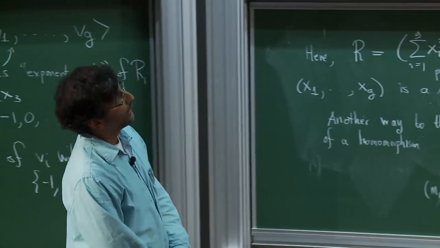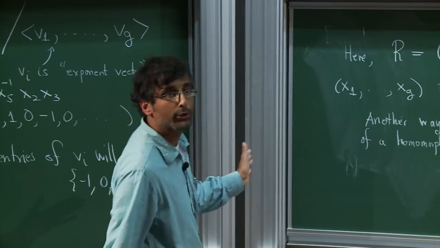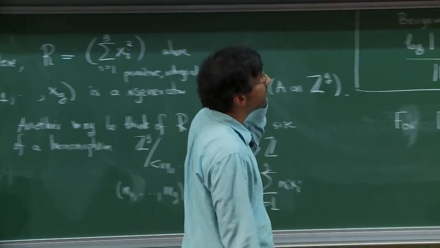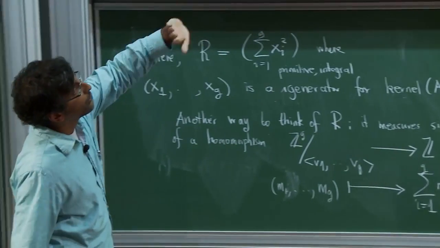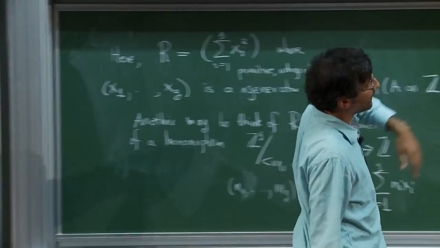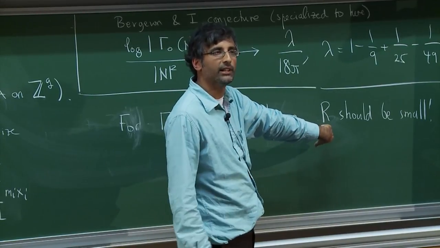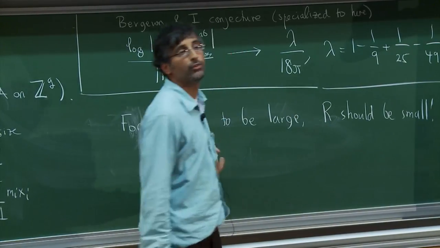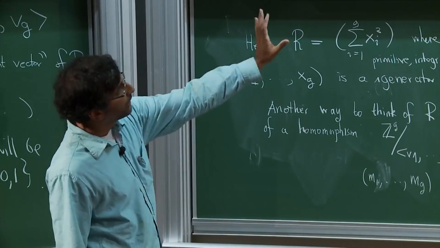If you take the class group of an imaginary quadratic field, the size of the class group times the size of the regulator is something you can compute explicitly with L-functions. But what happens in the real quadratic case is that the R always wins. For a typical real quadratic field, the regulator is very large and the class group is very small. So this does not happen in this setting.